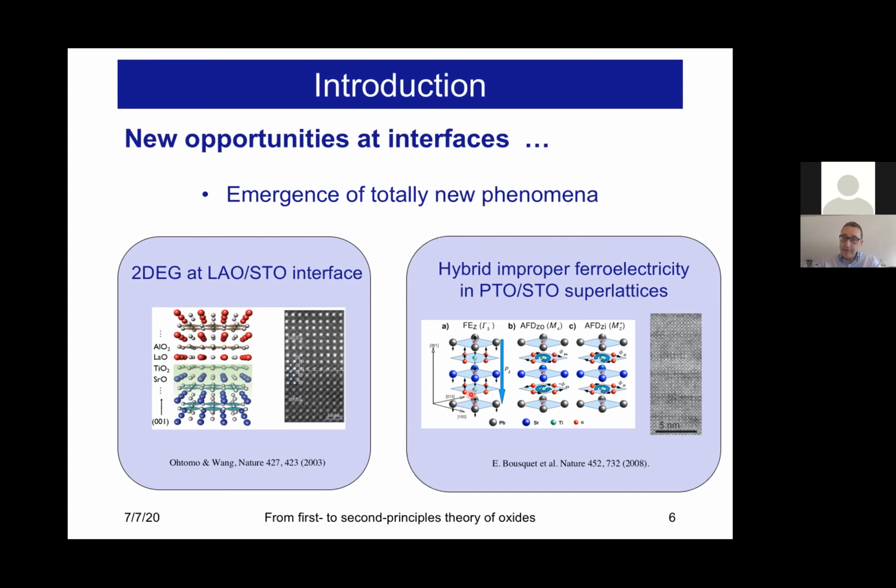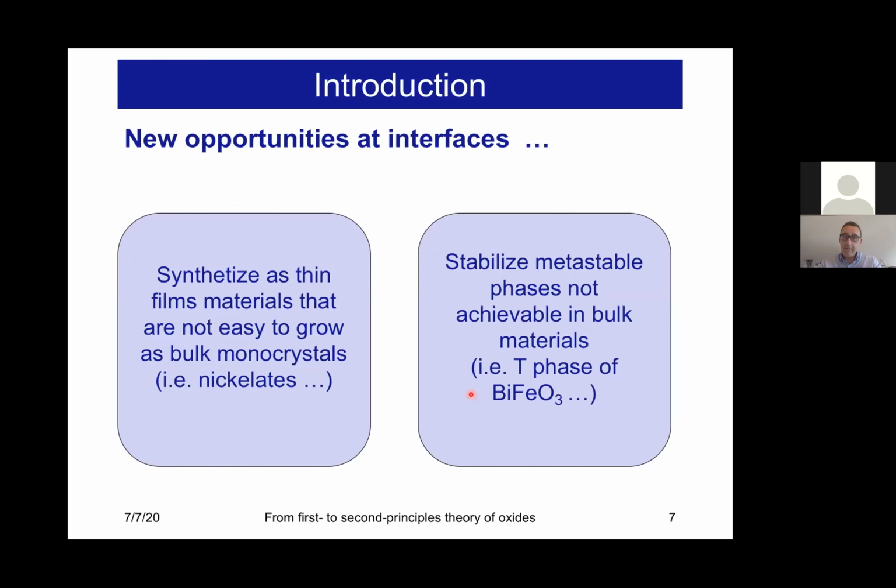So that's really something new as well that was not present in the bulk material. And then this interface and these thin films also offer the possibility to synthesize materials that are not easy to grow as bulk nanocrystals. And I think it's mainly the case for nickelates. It's very difficult to grow them at the bulk level, but they are more easily accessible as thin films. And then also you can stabilize metastable phases that are not achievable in bulk materials.